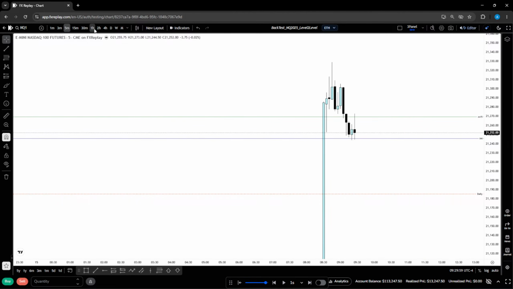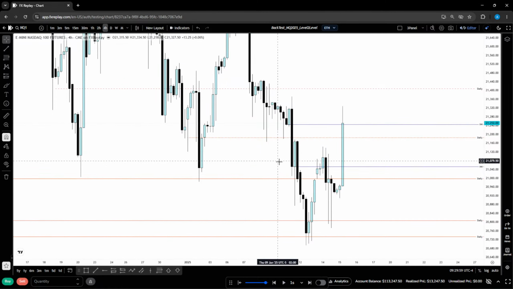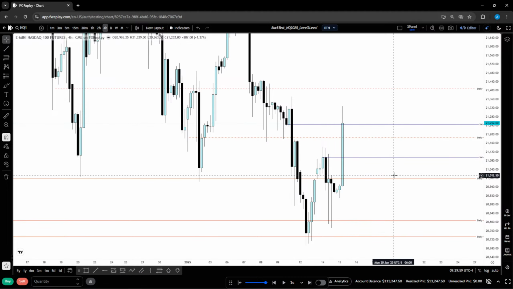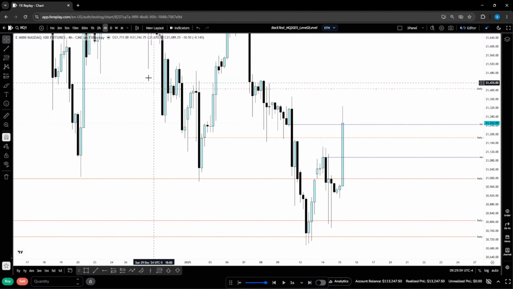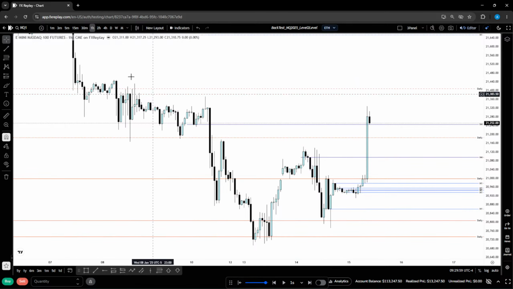Alright, so let's update the levels one more time. There's not much here. This has been broken. This hourly level is legit. 4-hour level. We'll see if we're going to come back down to the previous daily levels, or this 4-hour level.